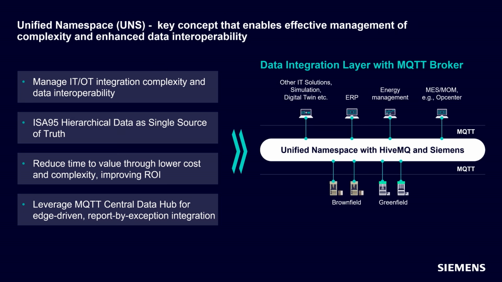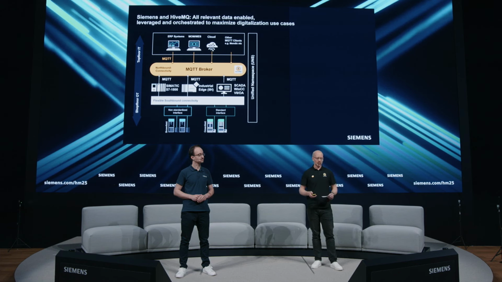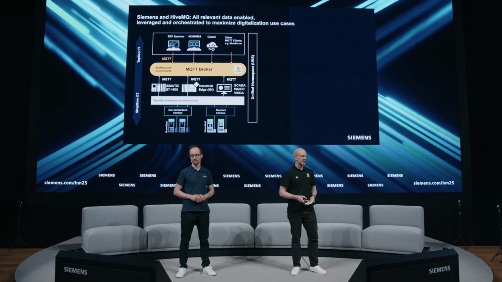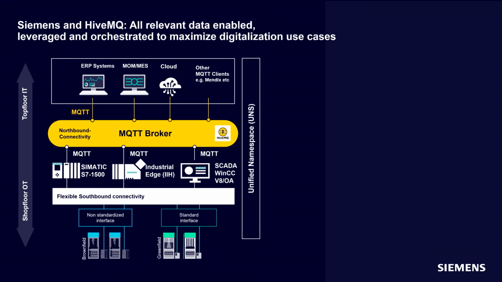And this will significantly reduce time to value by decreasing complexity and lowering costs, and therefore improving your ROI as well. And the centerpiece of a unified namespace architecture is MQTT as a protocol, because MQTT brings all the features that are required for successfully implementing a unified namespace. So, as we can see here, this is a typical unified namespace architecture. And you can see the MQTT broker as the centerpiece of your architecture.